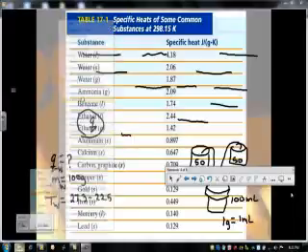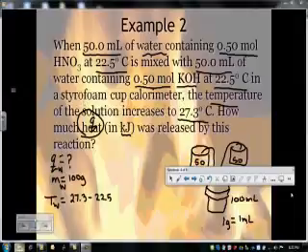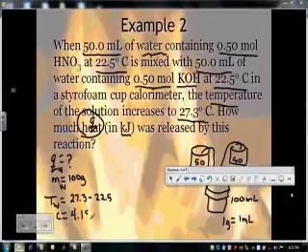Example number 2. So C is specific heat, 4.18, and I'm going to use another system, 4.184, in joules per gram degree Celsius.